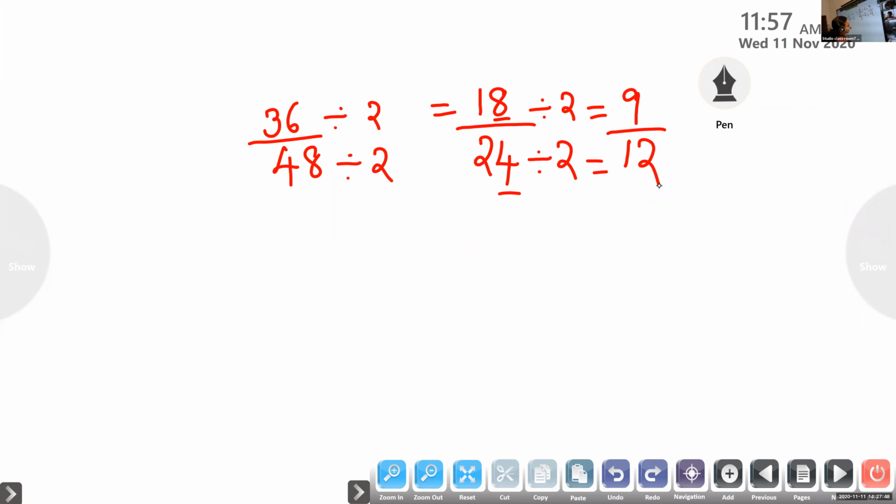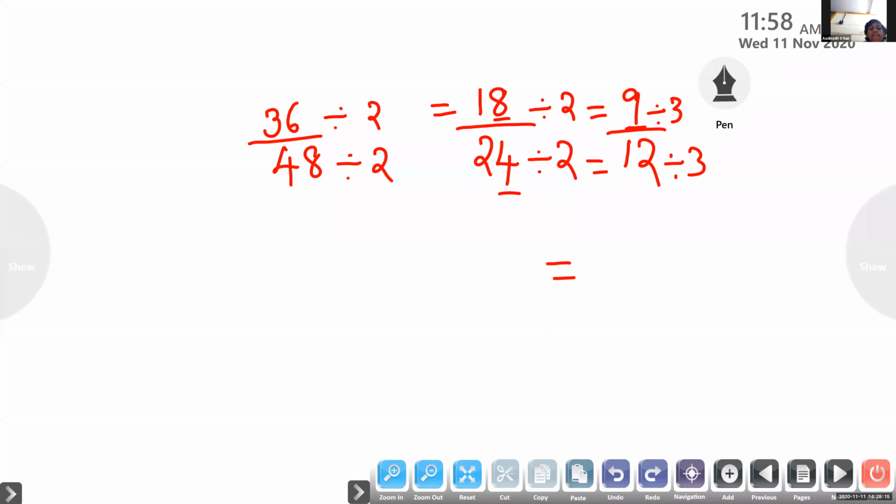Now this 9 by 12, can we divide again? Yes, ma'am. By which number? 9 is not even, so it is not divisible by 2. So I am checking with 3. 3 we can divide. So what is 9 divided by 3?